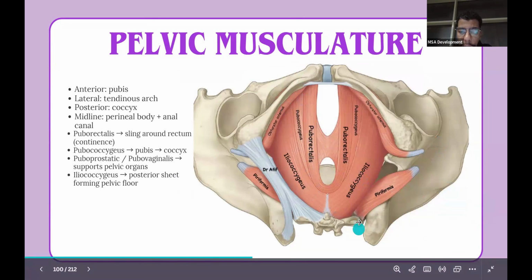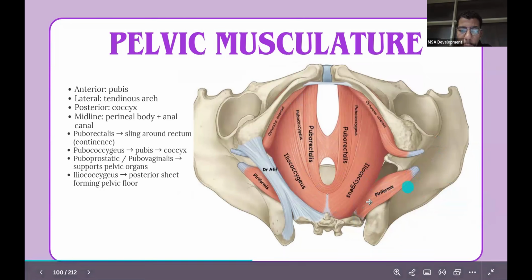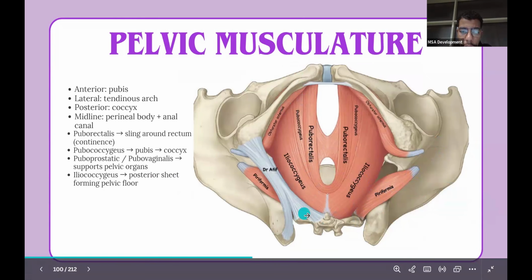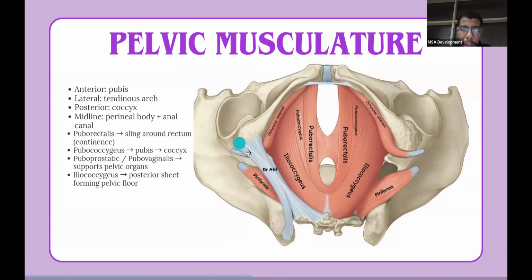Now, as we mentioned earlier, from the sacrum, through the greater sciatic foramen, we have the piriformis. Remember these ligaments here? These are the sacrotuberous and sacrospinous ligaments. So they make the foramens, the greater and lesser. Through the greater, we have the piriformis. Through the lesser, we have the obturator internus. Can you see it here?